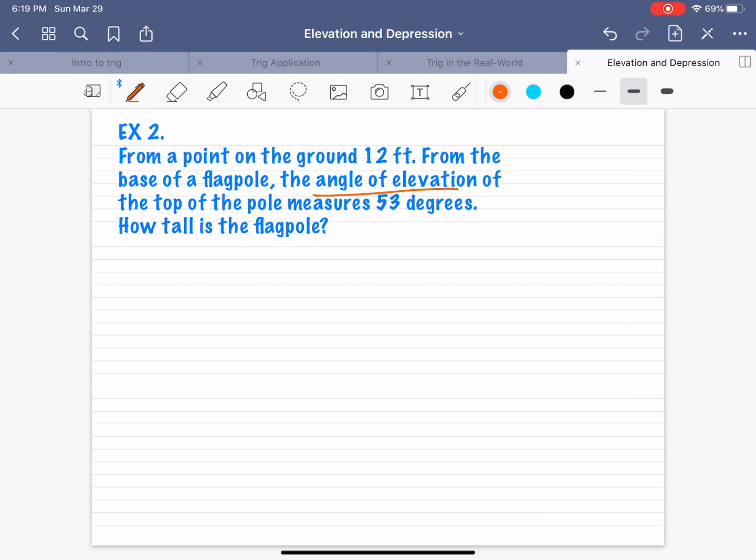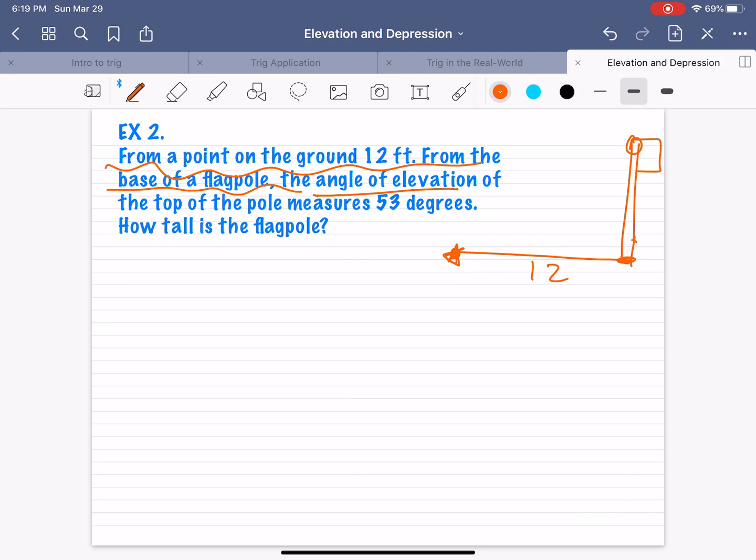From a point on the ground 12 feet from the base of the flagpole. So let's start with this. Here's the flagpole. And it says from a point on the ground 12 feet from the base of the flagpole. Here's the base of the flagpole. 12 feet away from that is a point, which is here, the star. The angle of elevation to the top of the flagpole is 53 degrees.